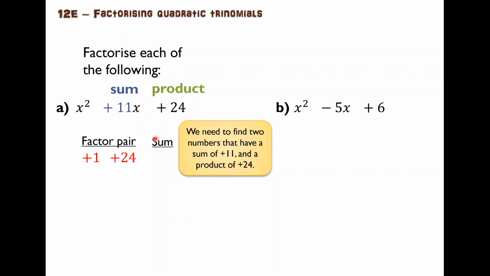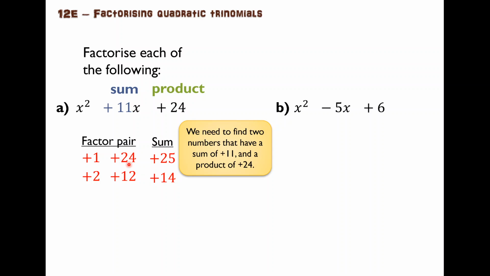But what about the sum? Does 1 and 24 make 11 if we add them? No. It makes 25. So this is not the pair of numbers we want. We want to find a pair of numbers that add to give 11, multiply to give 24. Can you think of another pair of numbers? 2 times 12. Let's try that. If I do the sum, I've got positive 2 plus 12 gives me 14. Is that what I want? No, I wanted the sum to be 11.